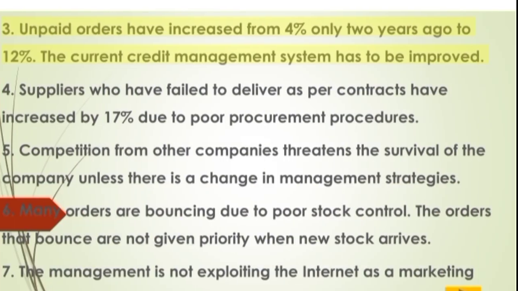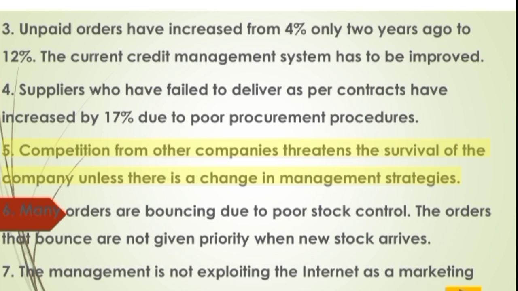2. Increased customer base and sales through aggressive advertising may overload the current system's ability to process transactions. 3. Unpaid orders have increased from only 4% 2 years ago to 12%. The current credit management system has to be improved. 4. Suppliers who have failed to deliver as per contracts have increased by 17% due to poor procurement procedures.